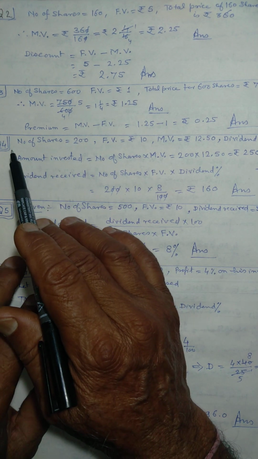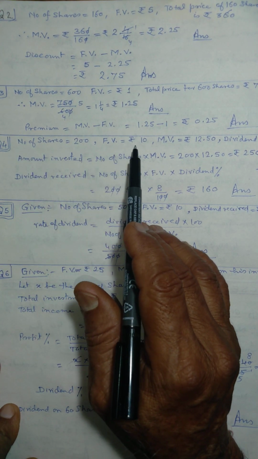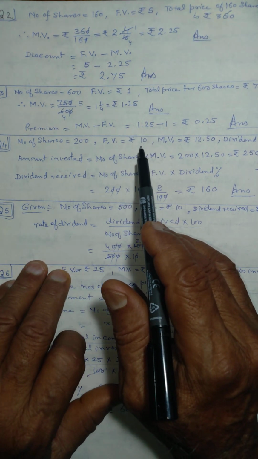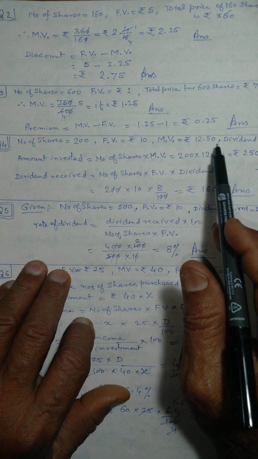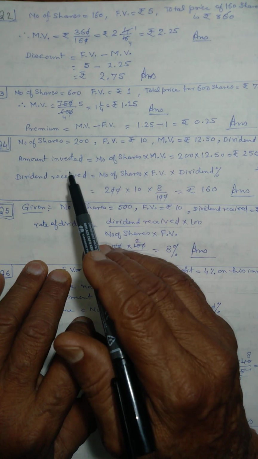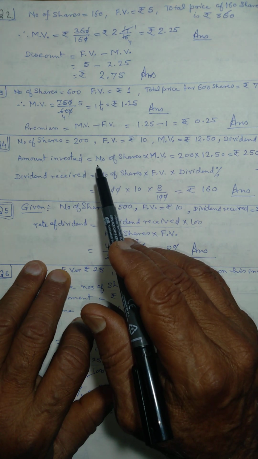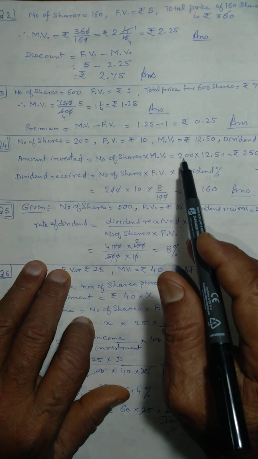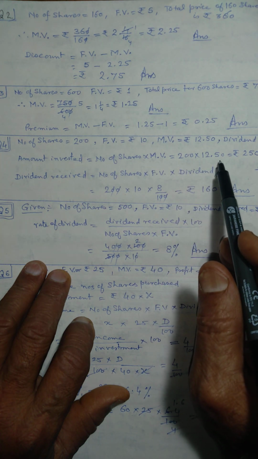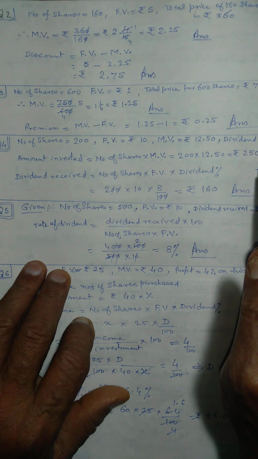Now question number 4. Number of shares is 200. Face value is rupees 10. Market value is 12.50. Dividend is 8%. Amount invested is equal to number of shares into market value, that is 200 into 12.50. It is equal to 2,500.